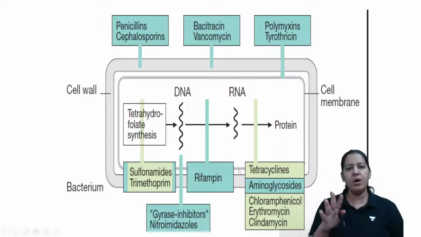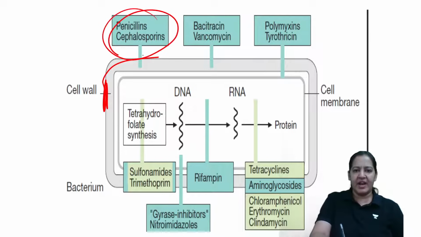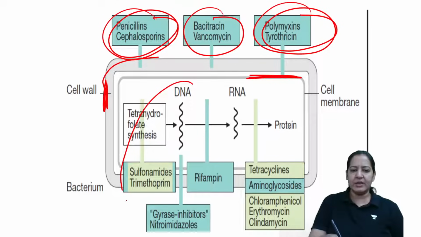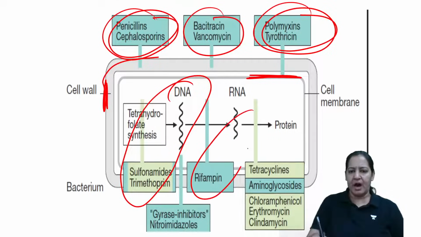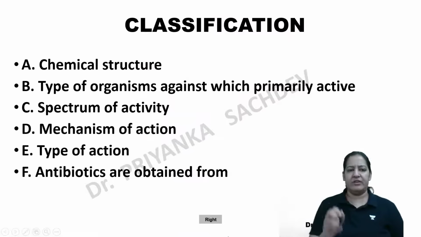The same thing is shown here also. In this, you can notice this is the cell wall. You can see these are the ones which are acting on the cell wall. This is the cell membrane. You can see these are acting on the cell membrane, right? You can see these are acting on the DNA, these are acting on the RNA, and these are the protein synthesis inhibitors. So you can see the classification.